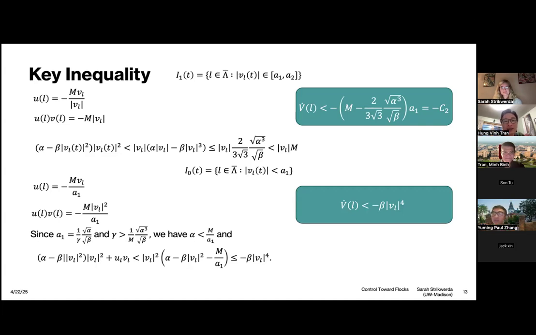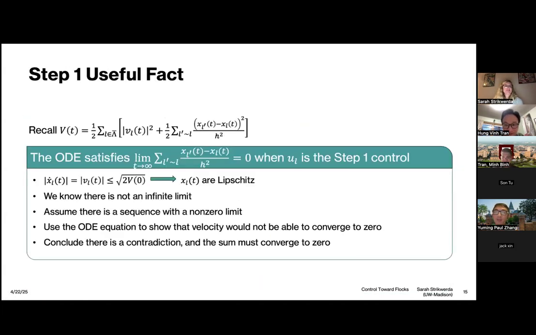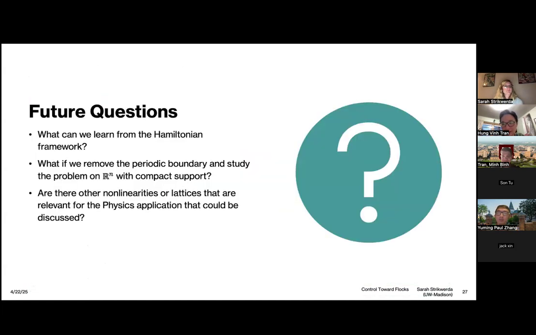Great. Can you go to the optimal control problem, Sarah? I just want to explain very quickly to the young audience. Oh, the optimal control, the Hamiltonian. Right.